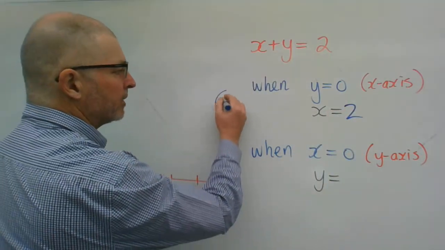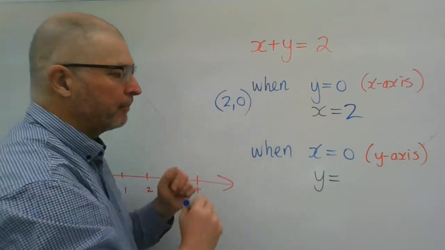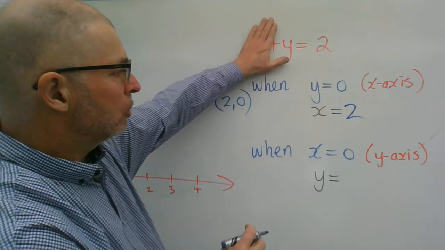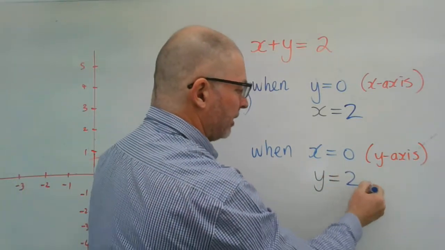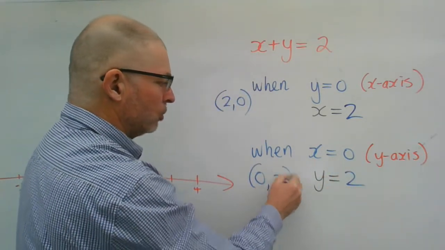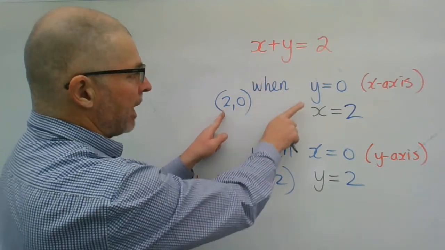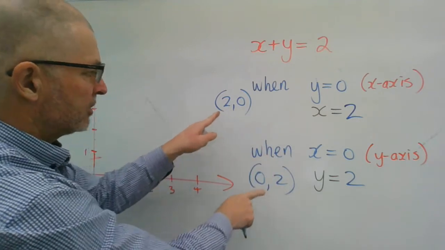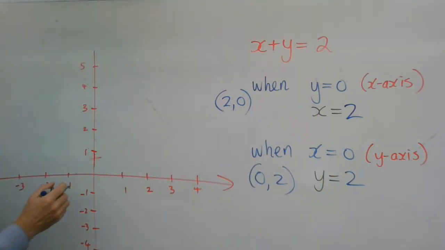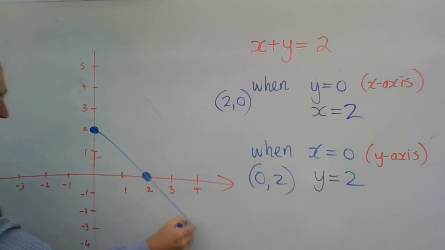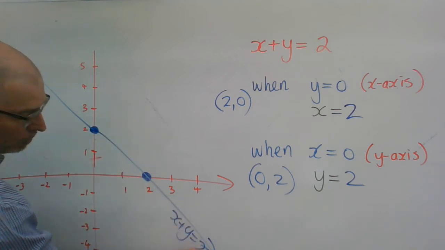Right? That's the point 2, 0 we're talking about. And when x equals 0, what is y? 2. Right? That's the point 0, 2 we're talking about. x is 0, y is 2. x is 2, y is 0. So I just plot those 2 points, join them up, job done. That's the line, x plus y equals 2.